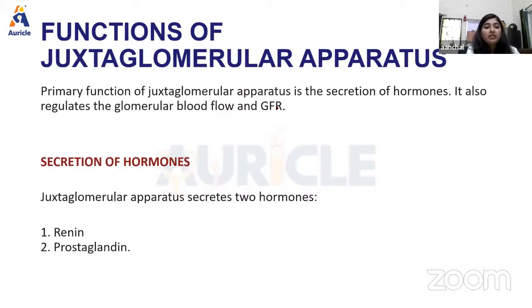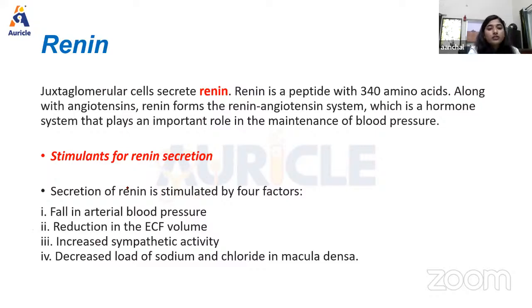Right? So the primary function of the juxtaglomerular apparatus is the secretion of hormone. So basically two hormones are secreted by this apparatus, first is renin and the second is prostaglandin, right? So one by one we're going to discuss. The juxtaglomerular cells secrete renin, and renin is a peptide with 340 amino acids, and along with angiotensins, renin forms the renin-angiotensin system or RAS system, which is a hormone system that is very important in the maintenance of blood pressure.